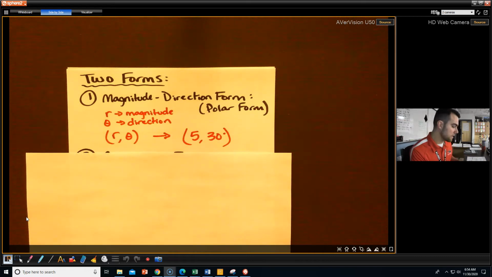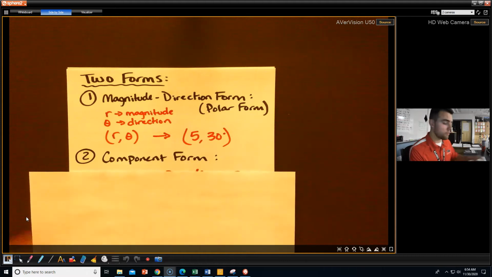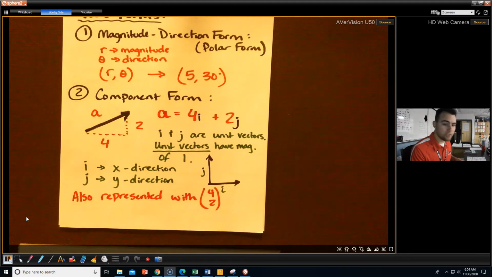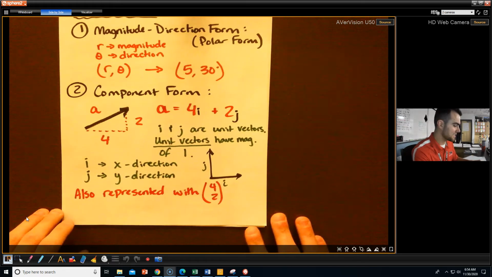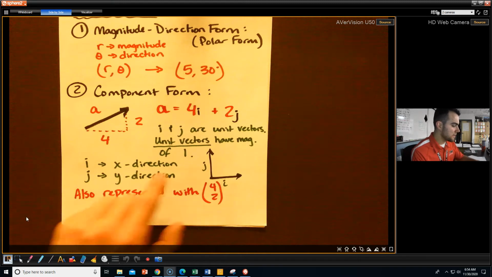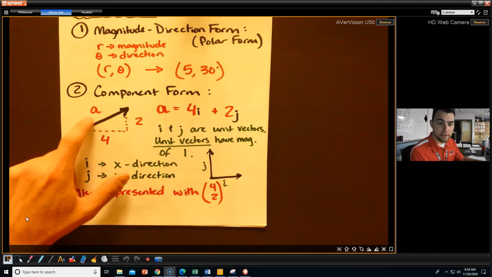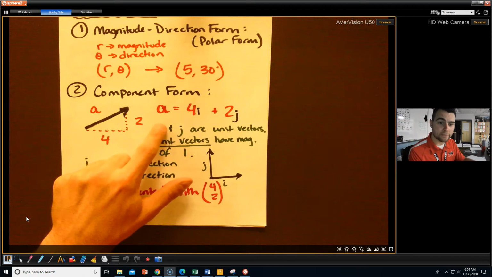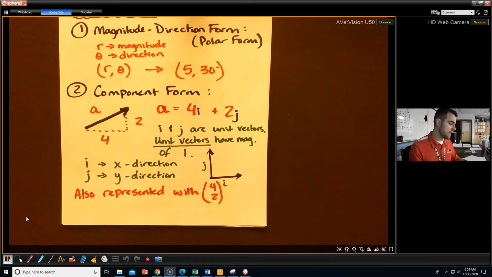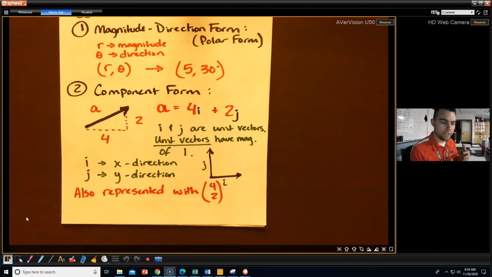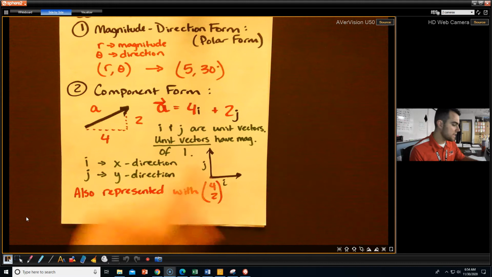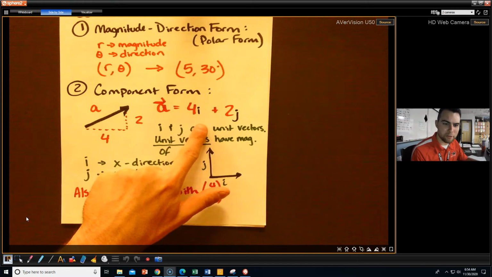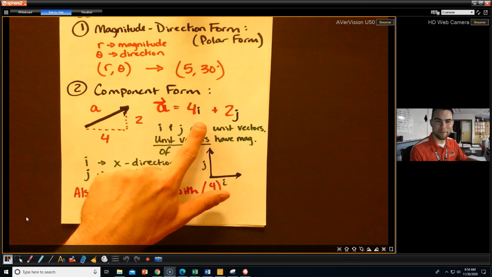No big deal, right? The other one is called component form, and it's a little bit different. And by a little different, you're like, that looks way different. It is kind of way different. So we have some vector A, and when we say vector A, you either will see it bolded like that, or you'll see it with an arrow above it. And so vector A equals 4i plus 2j. We'll talk about that in a little bit.